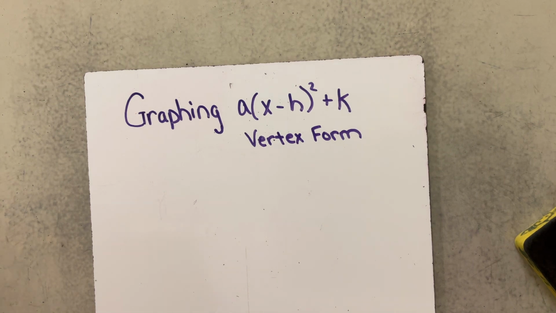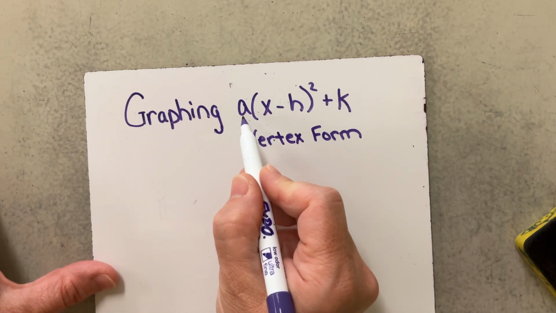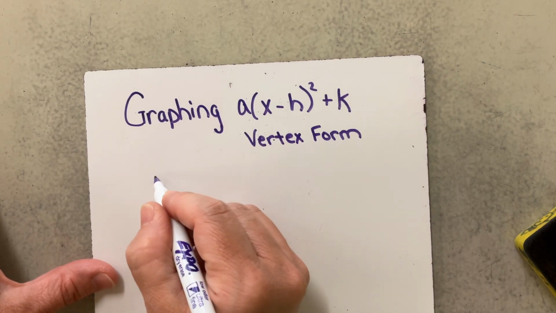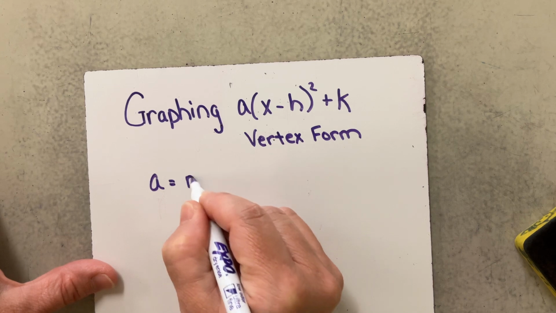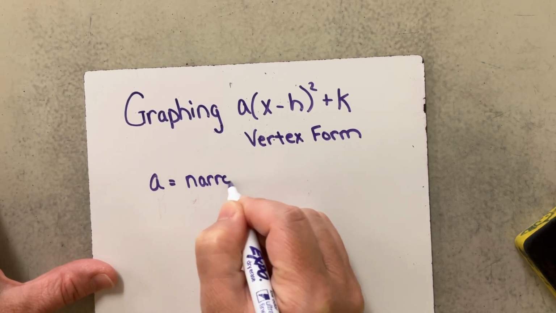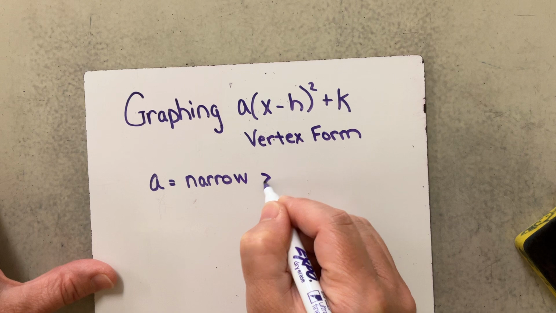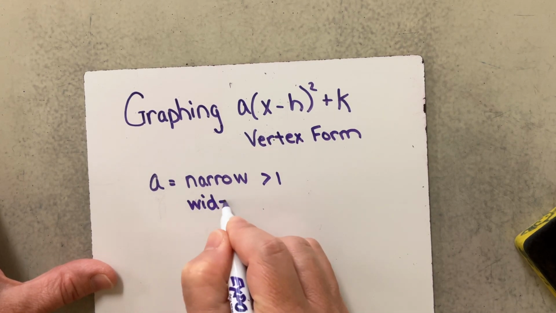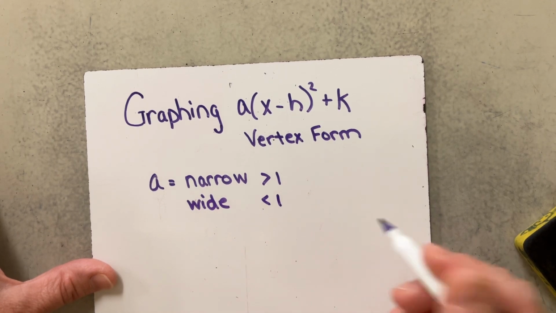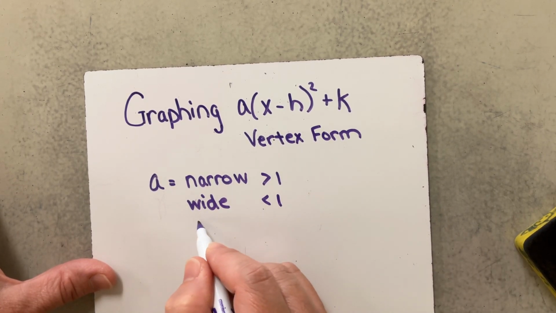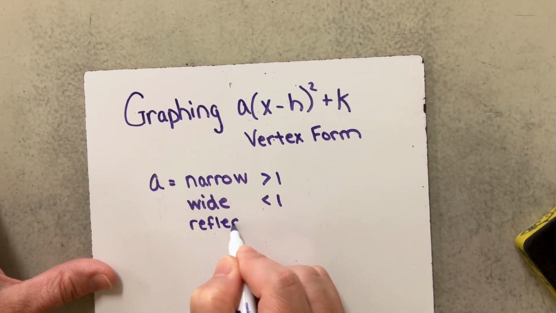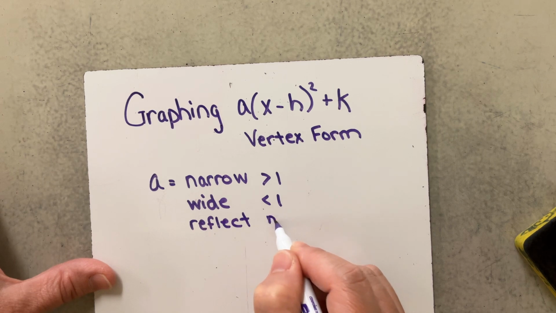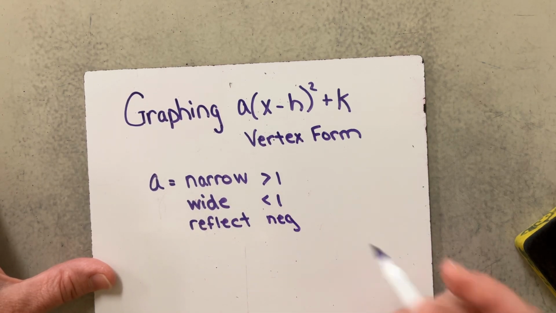So from this, we can find that the a is the one that makes it either narrow or wide. If it was bigger than 1, it would make it narrow, and if it was less than 1, it would make it wide. Remember, that's when it's the fractions. And it would flip it or reflect it if it was a negative number.